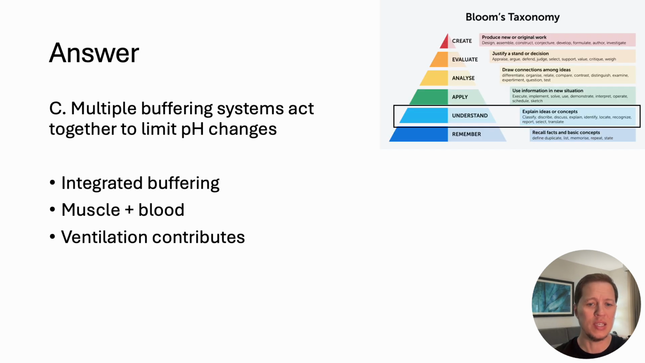And this answer is C. Multiple buffering systems act together to limit the pH changes. So exercise, of course, challenges your acid-base balance, but coordinated buffering in your muscle, in your blood, and in the respiratory system all limit very harmful pH shifts to the body. So they all work in concert.